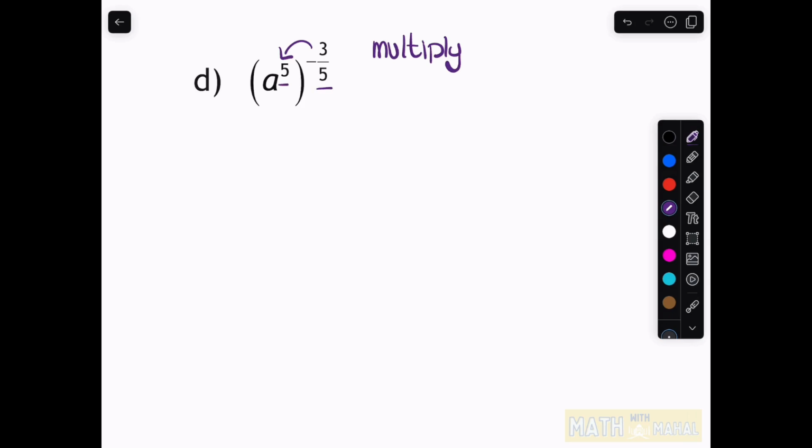So I'm going to ignore the base of A, and then I'm going to go 5 times negative 3 over 5. Well, in this case, it works out really nice. What happens is the 5s are going to cancel out. So this leaves me with a to the power of negative 3. Now again, we don't like those negative exponents, so that's going to be a to the power of 3.